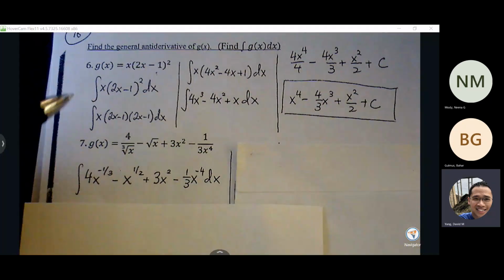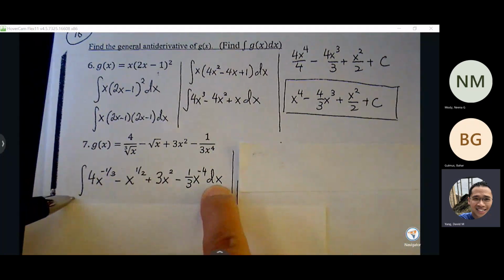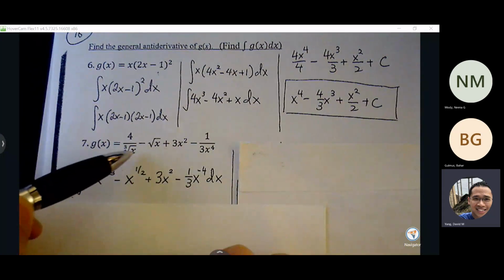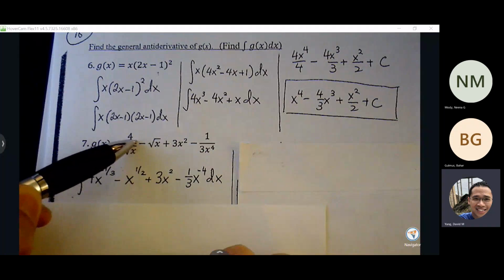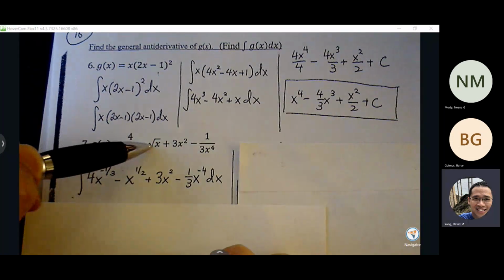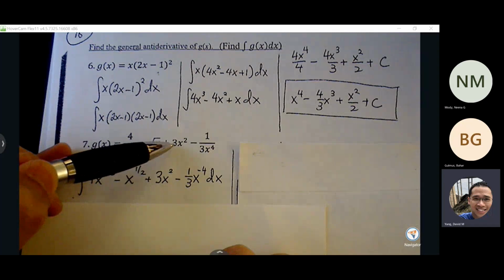Okay, number 7, same idea. We're taking the antiderivative, so I'm starting with my notation there, and I'm just going to clean up as I go along. So I see some radicals that I wanted to resolve. So this is x to the 1/3, but it's still out of place. So I'm going to push this x up to the top in the numerator, make it 4x to the negative 1/3. This square root of x is in the numerator. That's fine, but we do need to rewrite it as a rational exponent. So x to the 1/2, 3x squared.